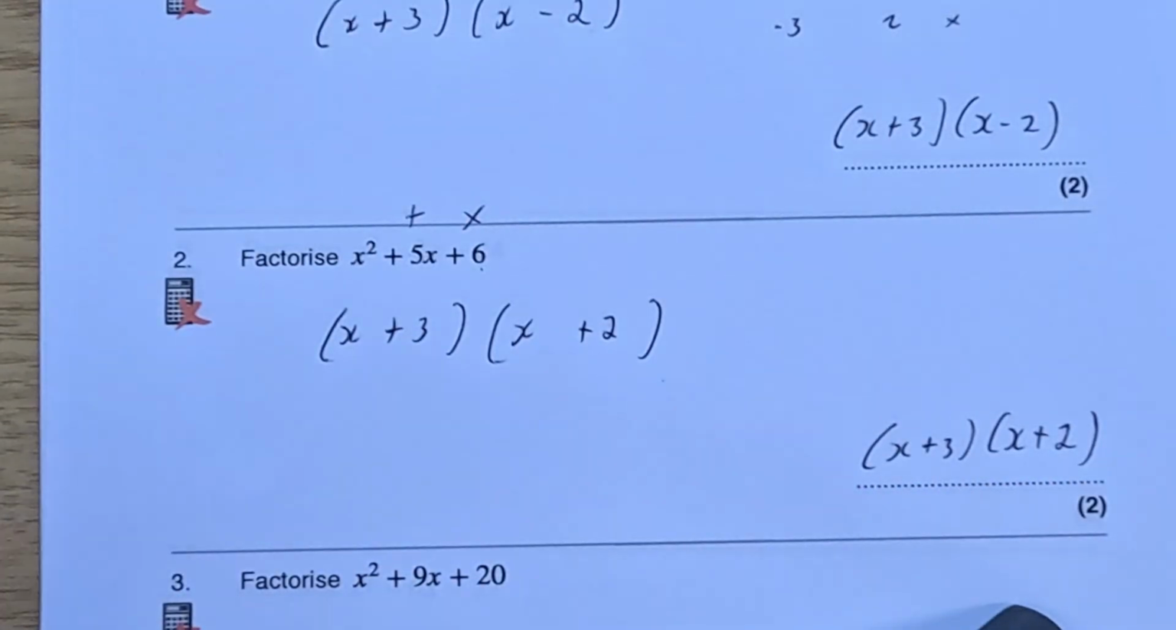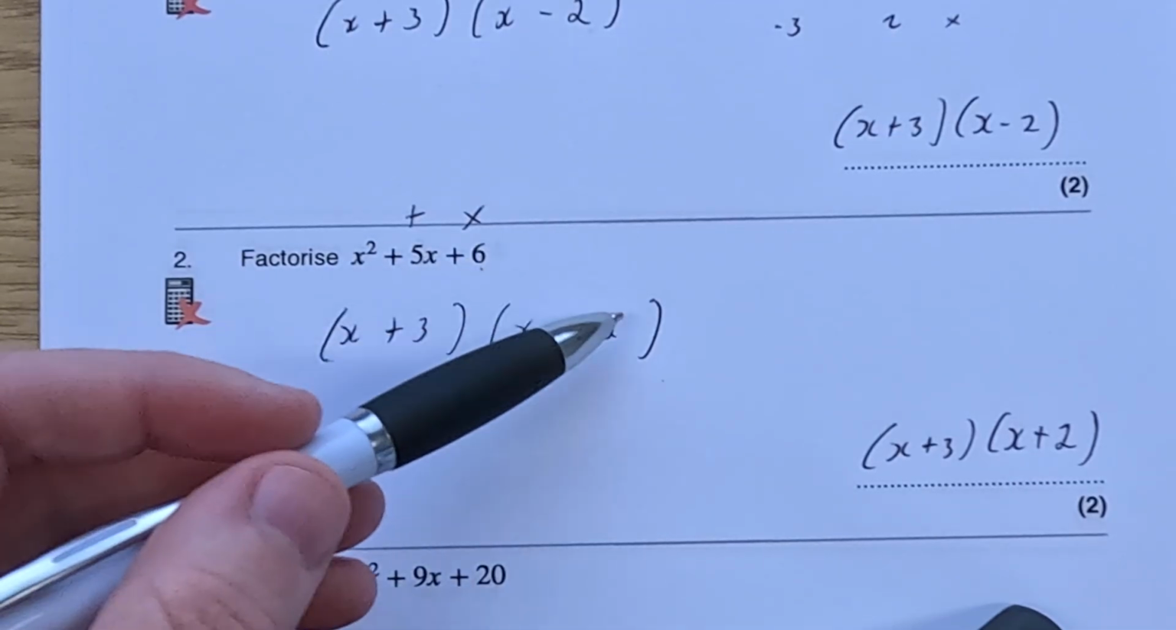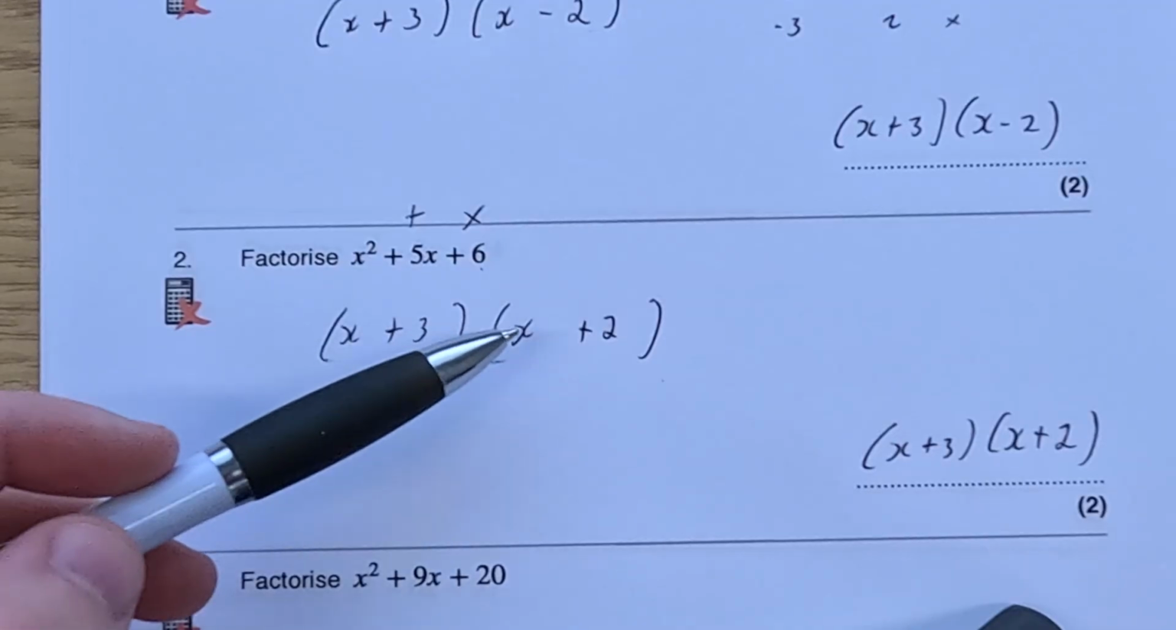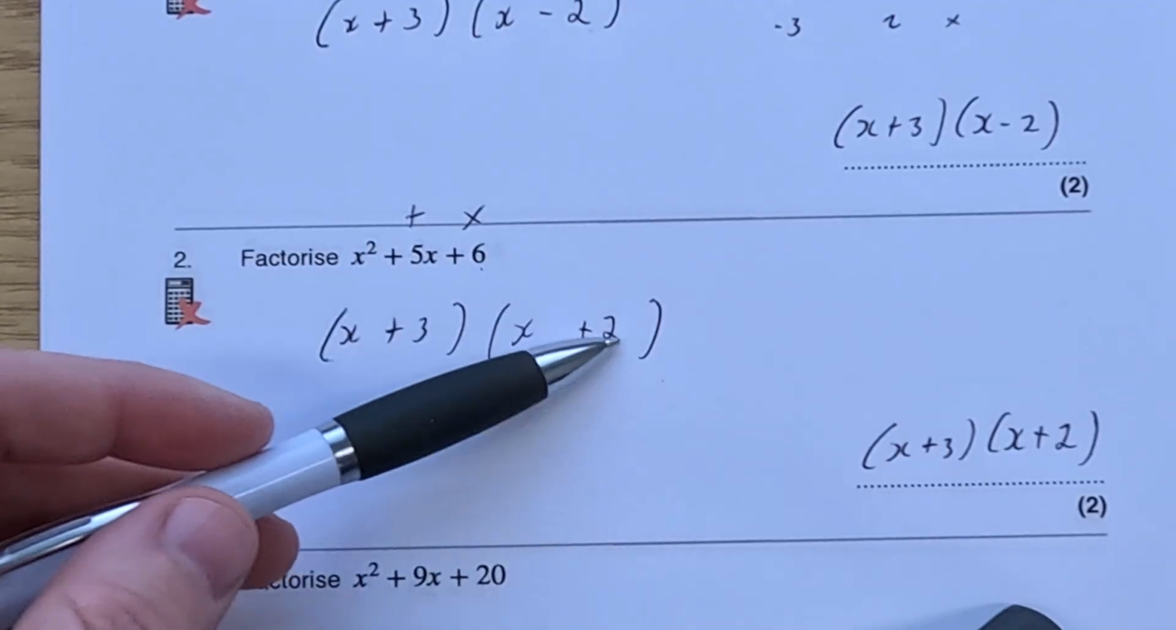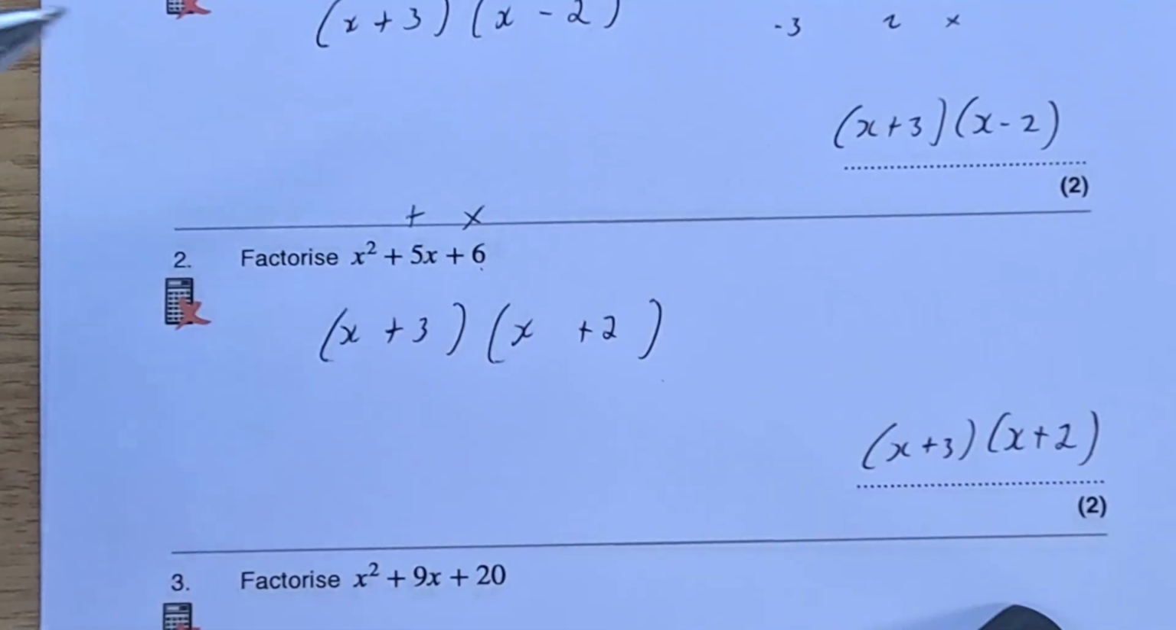And that's it. Now, if you wanted to check your answers, you could expand your brackets. You could do x times x is x squared, x times 2 is 2x, 3 times x is 3x, and 3 times 2 is 6. And then if you simplify that, you'd get x squared plus 5x plus 6. So you know you're right. Okay, let's look at our next question, question number 3.